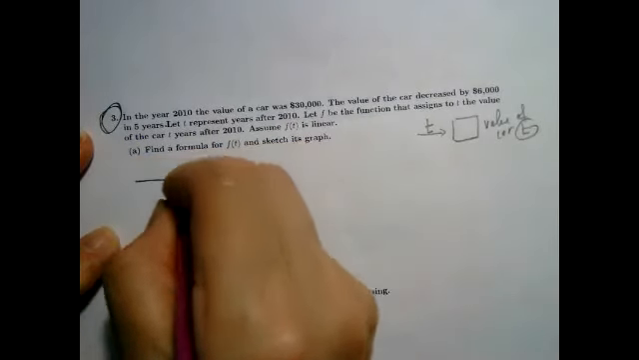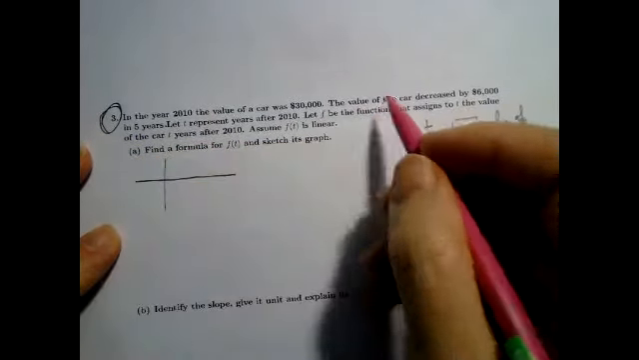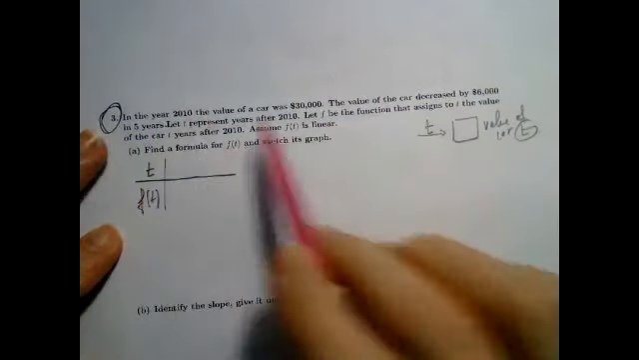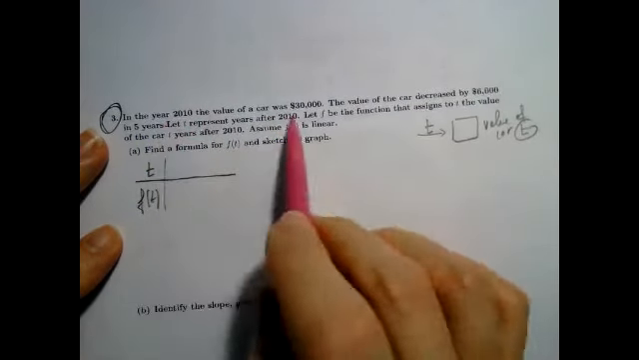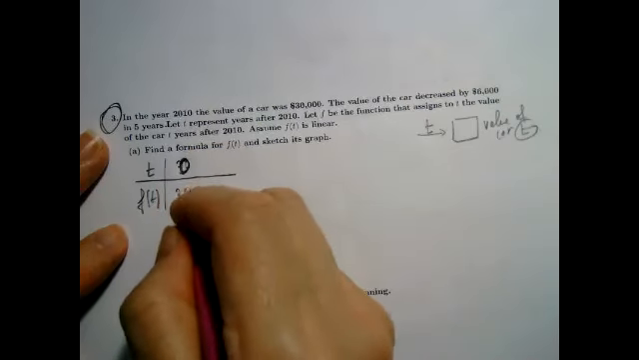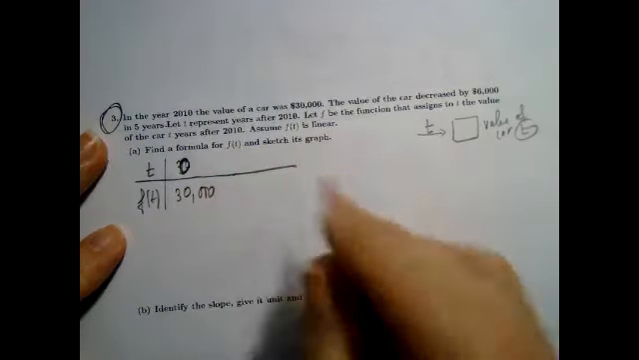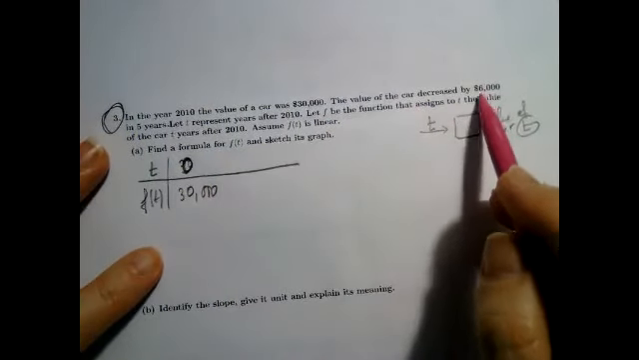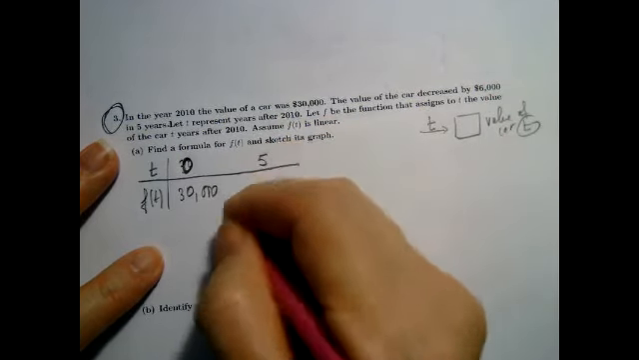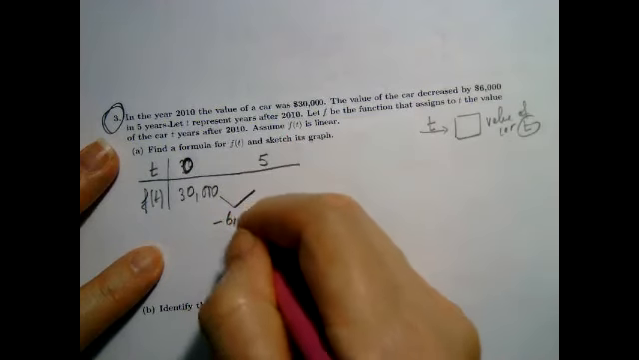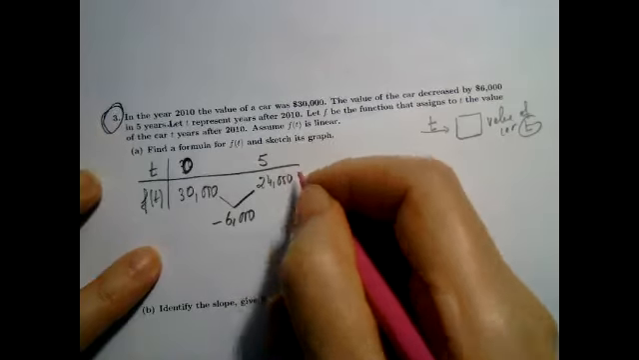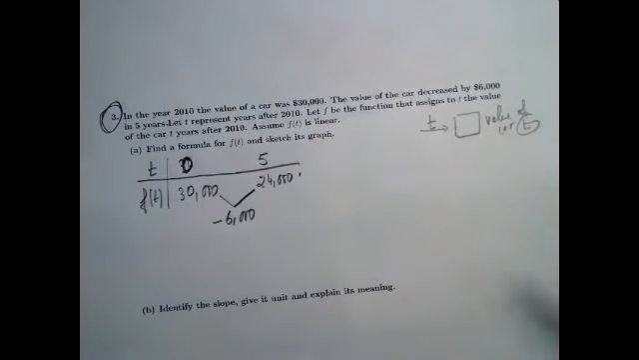Okay, and what do we know about the value? To understand f of t, let's see what they are telling me. That's time, and that's the value of the car, my output here. t is time after 2010. So the initial value of the car is 30,000, so at t equal to 0 the car was worth 30,000, and it decreased by 6,000 in 5 years. It means after 5 years it went down by 6,000, so the value of the car now is 24,000. That's what they are giving us so far.